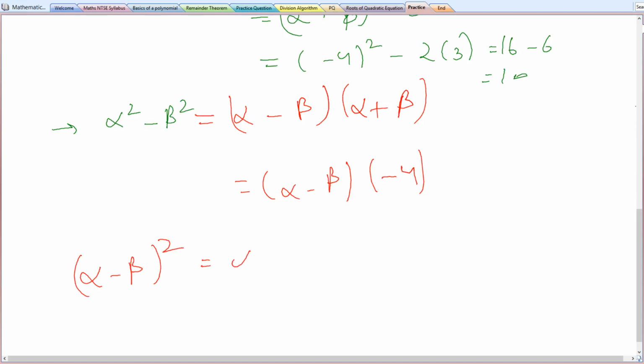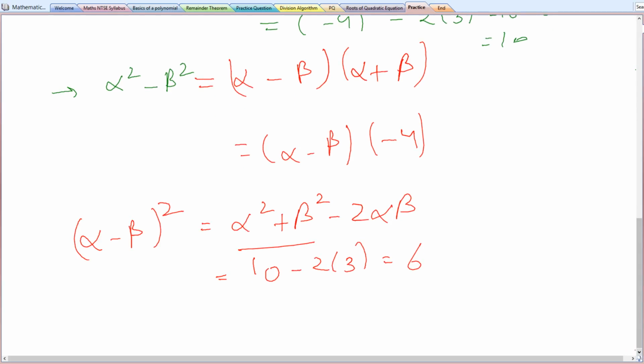Alpha minus beta whole square is equal to alpha square plus beta square minus 2 alpha beta. So we can write this as 10, which we got from above, minus 2 into 3, equal to 6. So it will be 4. So alpha minus beta whole square is equal to 4.